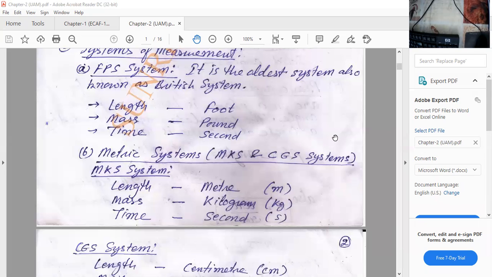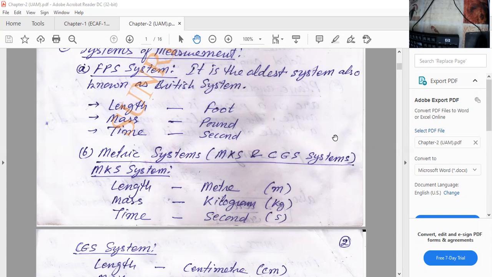Because in the foot pound second system, or FPS system, there was complication in calculations. As we know, 1 foot is equal to 12 inches and similarly 1 yard is equal to 3 feet and so on. So when multiplication, division, addition or subtraction operations were conducted, it was quite typical for large quantities.